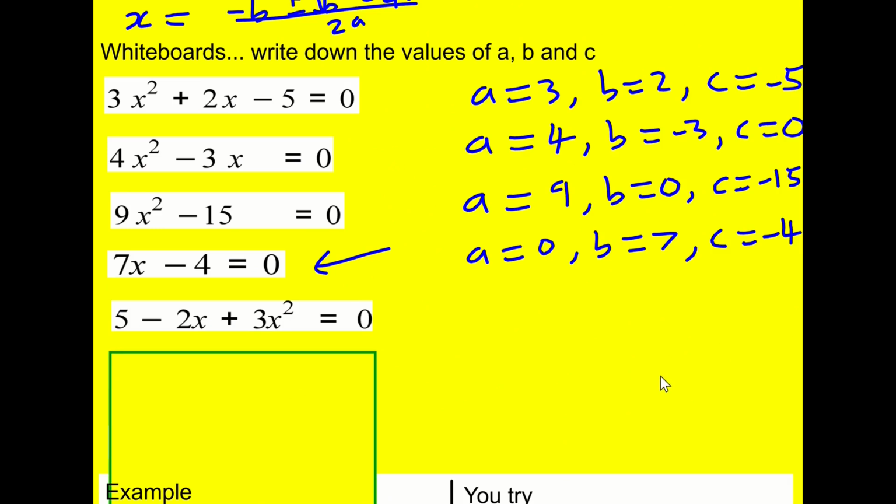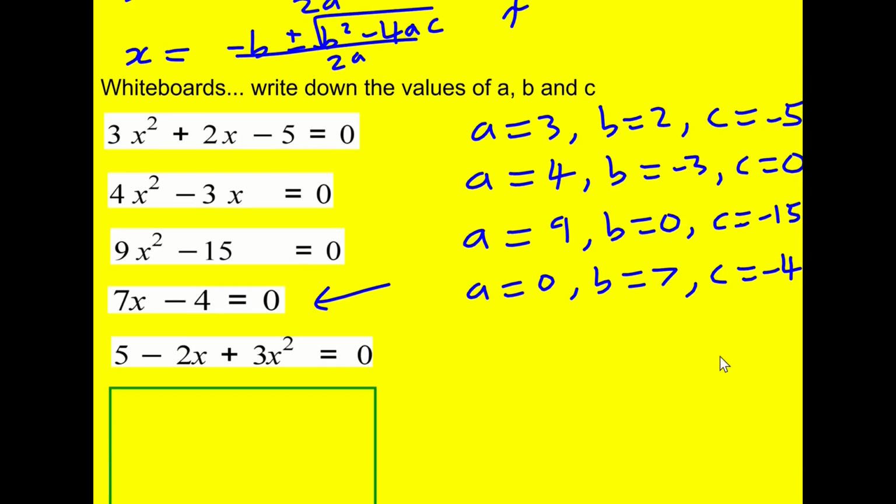What about this one? Did I catch you out? A is actually equal to 3, and b is equal to minus 2, and c is equal to 5. If you're not sure, then rewrite it. Always try and rewrite it in the order that we've looked at, so your x squared term is first. So just be careful with those sorts of ones.